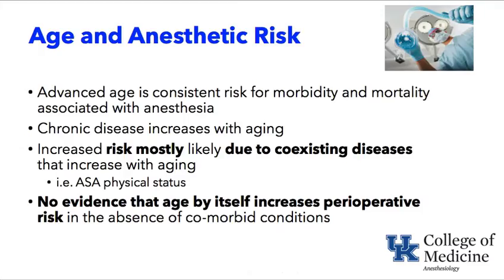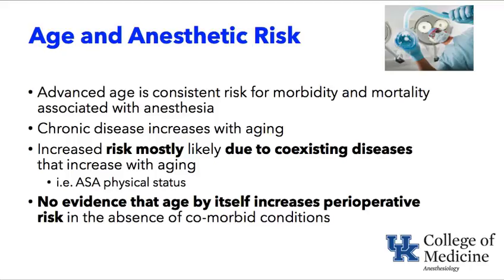Age and anesthetic risk. Advanced age is a consistent risk for morbidity and mortality associated with anesthesia. And we all know that chronic diseases tend to increase as we age: diabetes, hypertension, COPD, etc. And that there is increased risk of surgery when there are lots of coexisting diseases. ASA physical status is one thing that we try to utilize to identify coexisting diseases. But there's no evidence that age by itself increases perioperative risk in the absence of comorbid conditions.